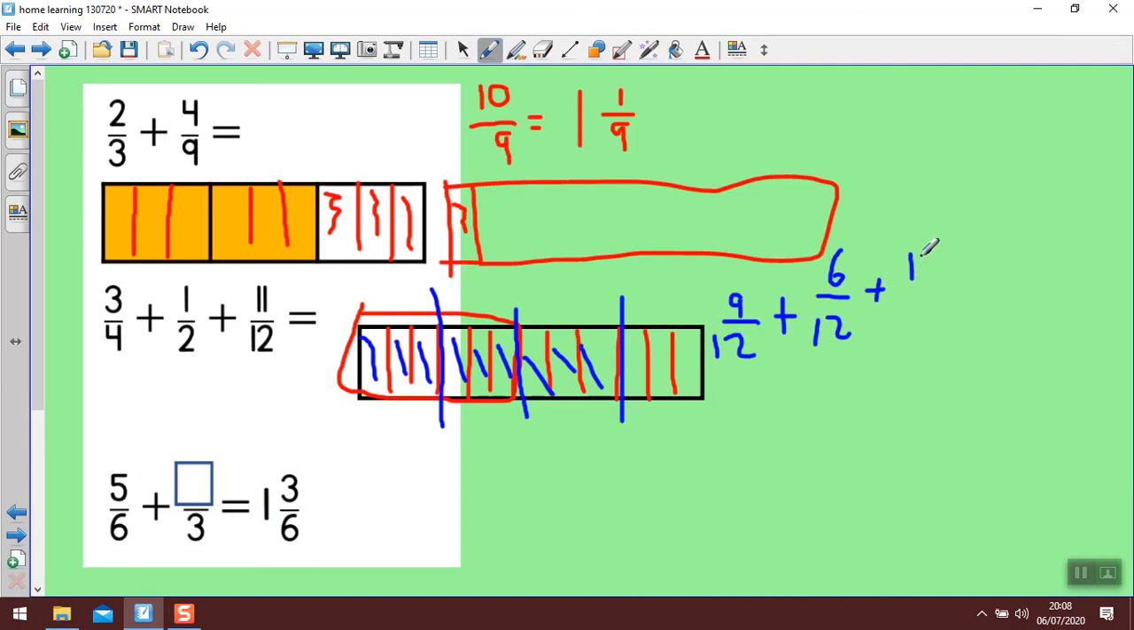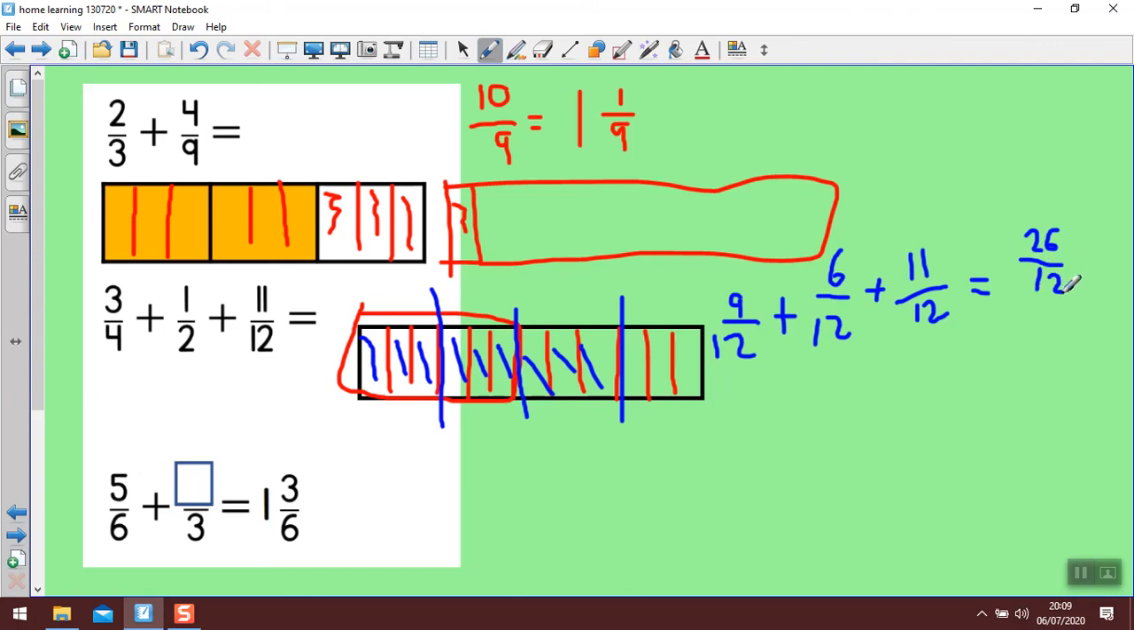Or I can just look at this pattern. 9/12 plus 6/12 plus 11/12. The denominator is the same, so we can just add the numerators. 11 add 6, add 9. 9 and 11 are number bond 20, plus 6 equals 26 twelfths. Now, what's that as a mixed number?